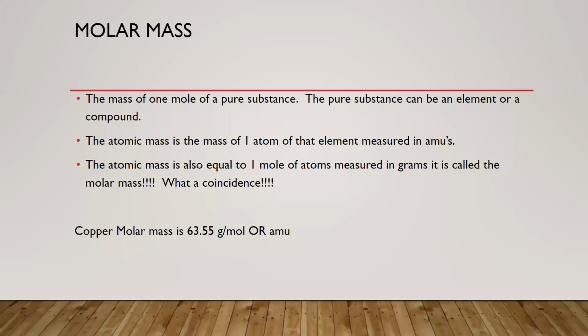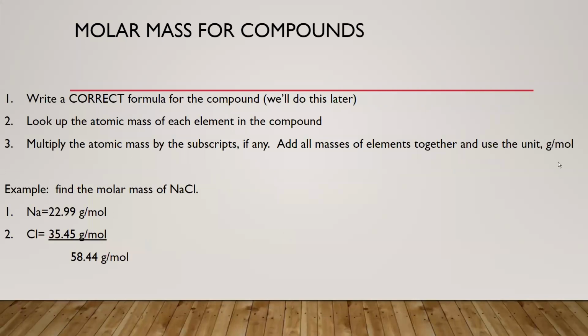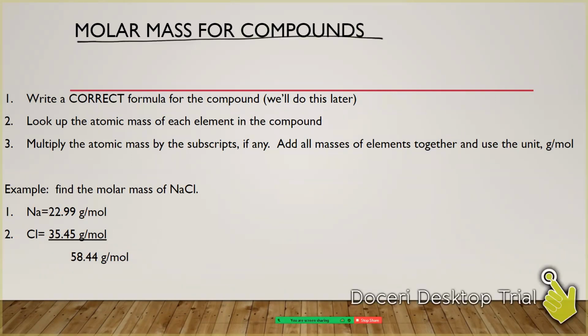Now, if we have a compound, it requires a little bit more work, and that's what you should have seen on the video and what we'll be looking at today. So if you want to find the molar mass of compounds, you have to think what elements are in the compound and how many atoms of each element are in there. And then you would take into account their mass off the periodic table. So first of all, you need the correct formula. Eventually, you'll have to learn how to write those. Right now, I'll be giving you the formula. You look up the atomic mass of each element, and then you multiply that atomic mass by the subscripts, or how many atoms you have of each element. And then the last thing you do is add them all together.